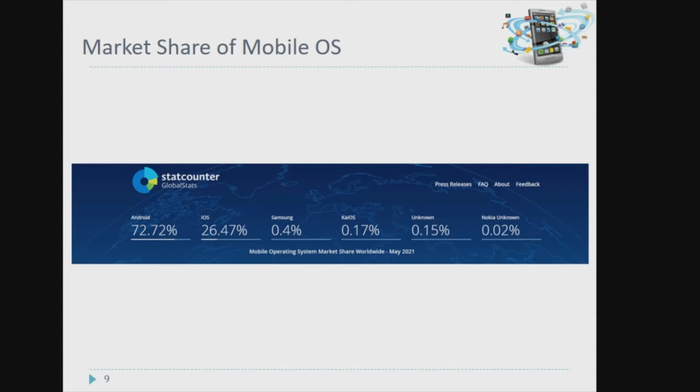It means the major market of mobile OS comes from Android, followed by iOS, and then we have Samsung. Samsung uses Tizen, if I'm not mistaken, Tizen OS, and then we have another OS available in the worldwide market share.